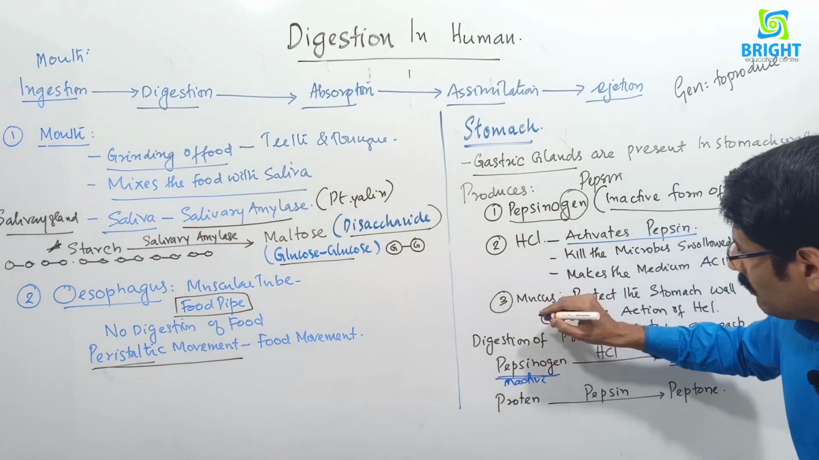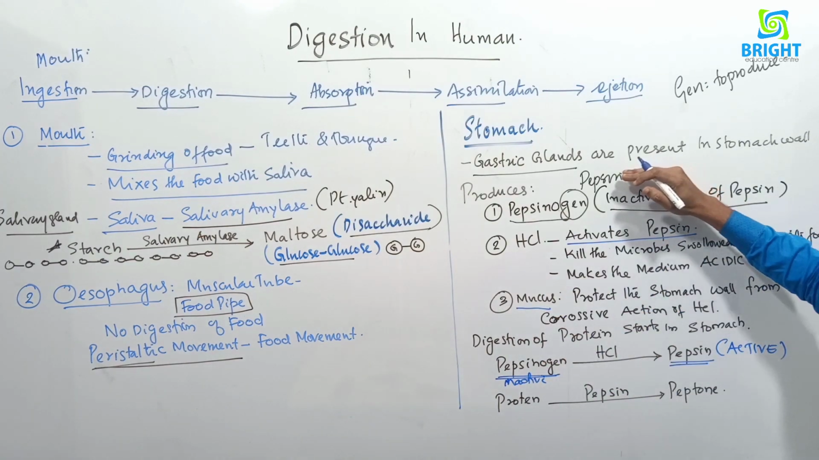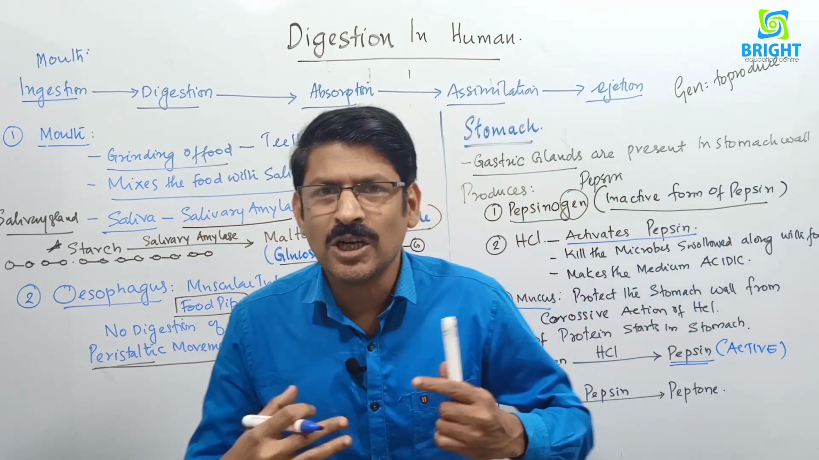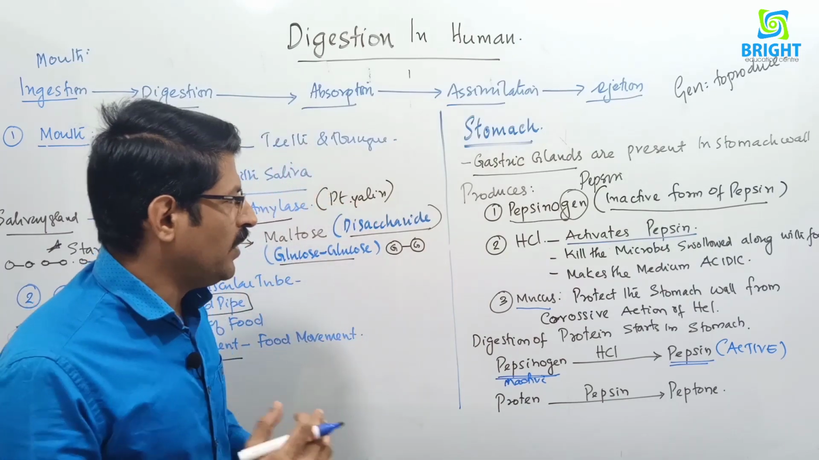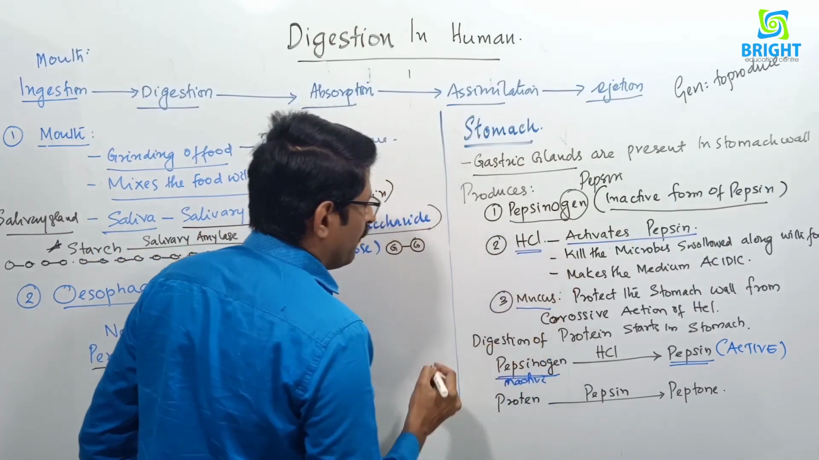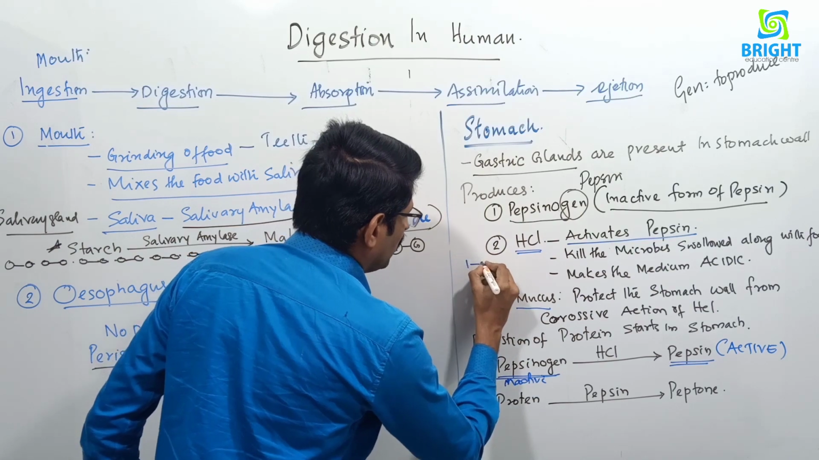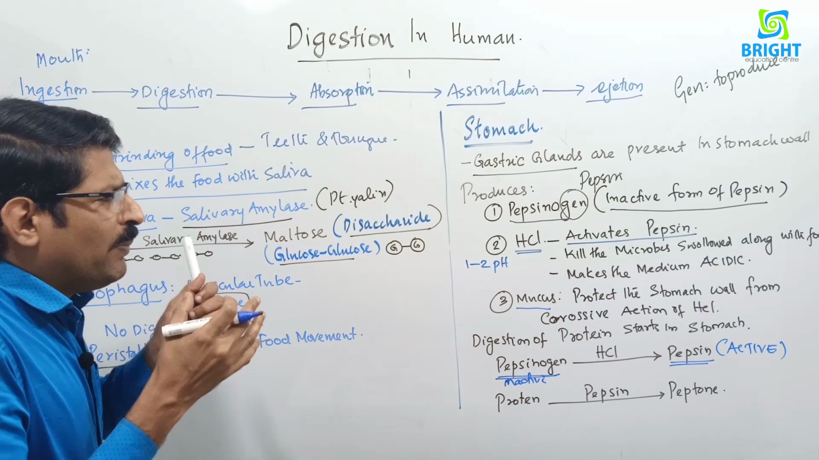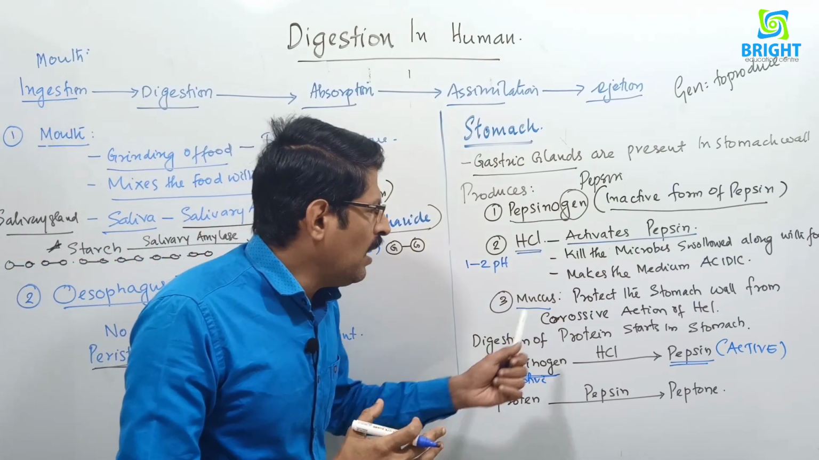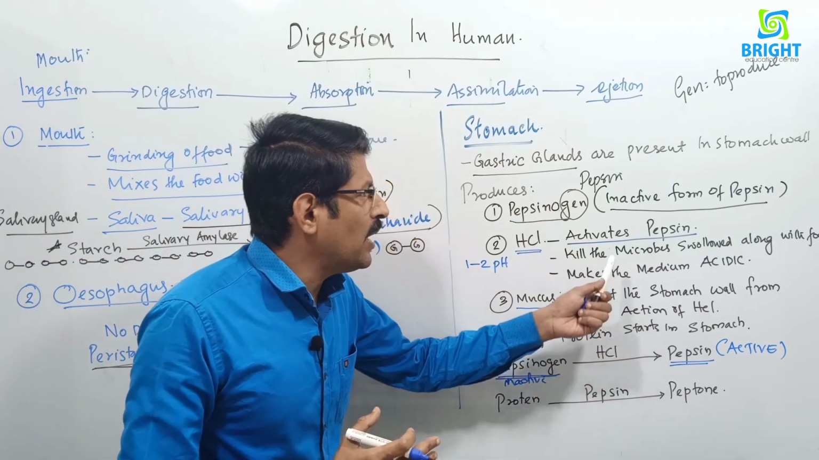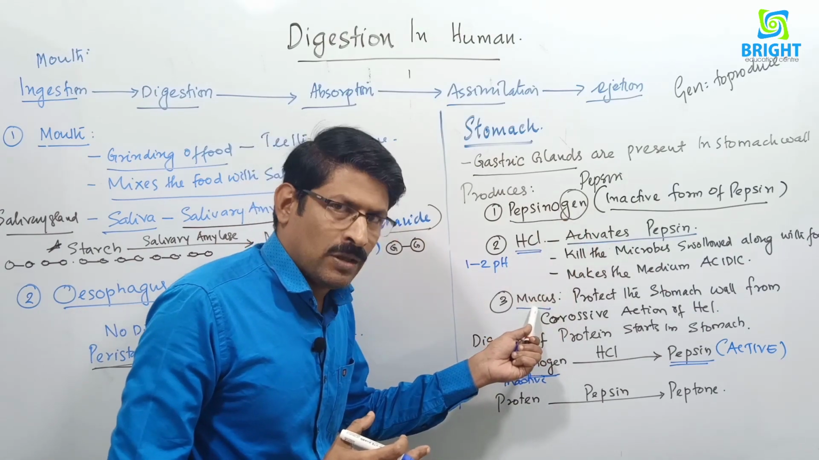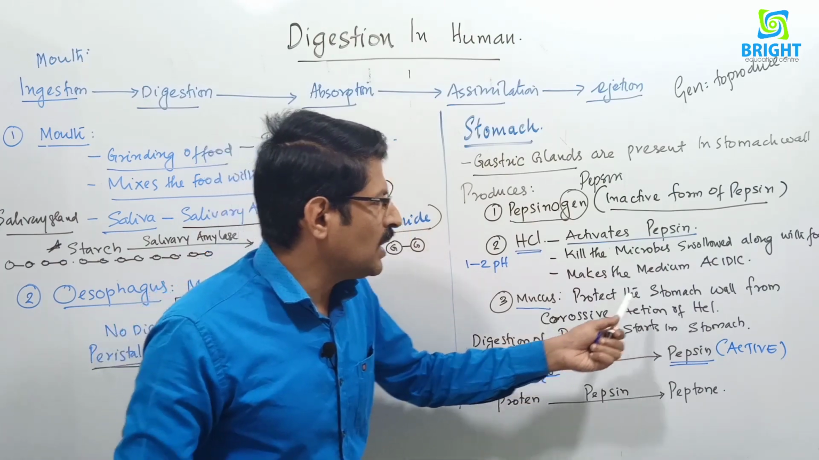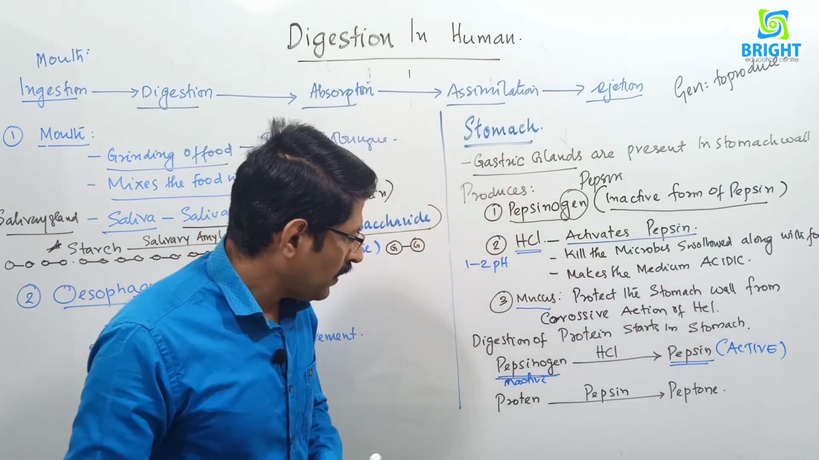And the third one is mucus. Mucus is also produced by the gastric gland, and it protects the stomach from the corrosive action of the hydrochloric acid. We know hydrochloric acid is very, very powerful, and the pH is about 1 to 2. So the stomach must be protected from the corrosive action of hydrochloric acid by the mucus. The mucus produced by the gastric gland protects the stomach wall.